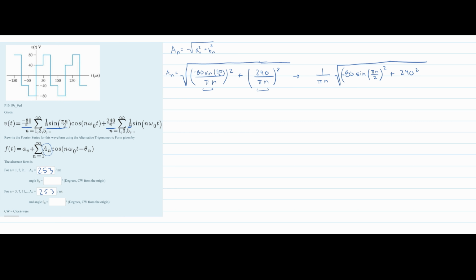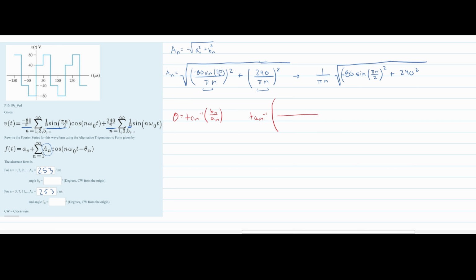Now we need to find the angle. And the angle is going to be that our theta is equal to tangent inverse, where we have our B of n over our A of n. So now we can rewrite this. We're going to have tangent inverse inside of here.